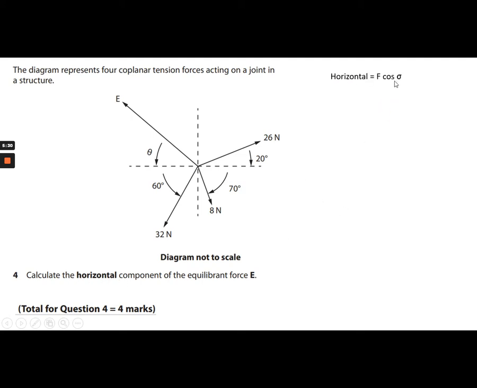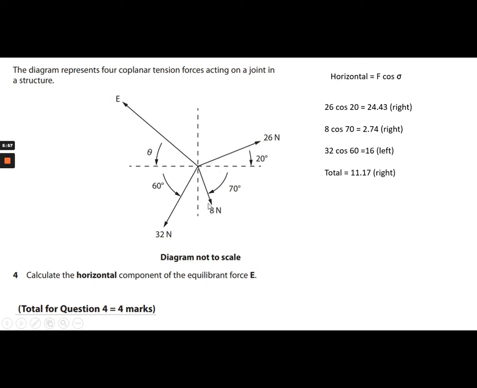So horizontal, it says it's F cos theta. Let's look at this one, 26 newtons. It will have a horizontal and a vertical component. So I just do F cos theta. Force cos 20 gives me 24.43. Make a note of which way that is. That is a force right and up, isn't it? So if we want the horizontal, that's to the right.